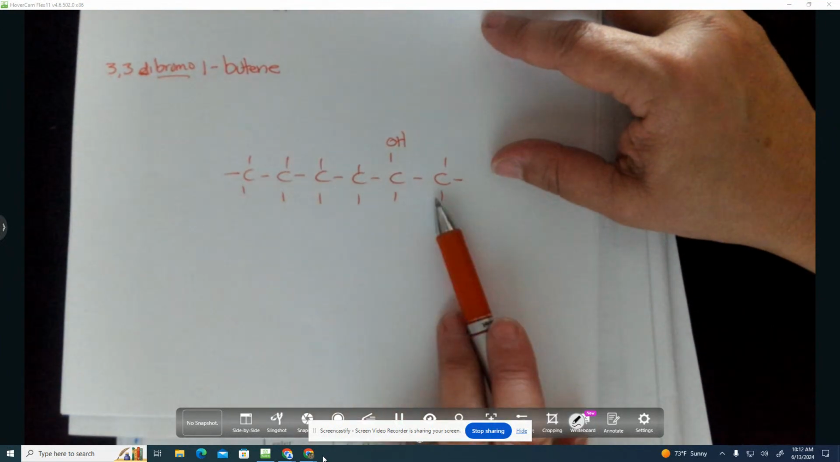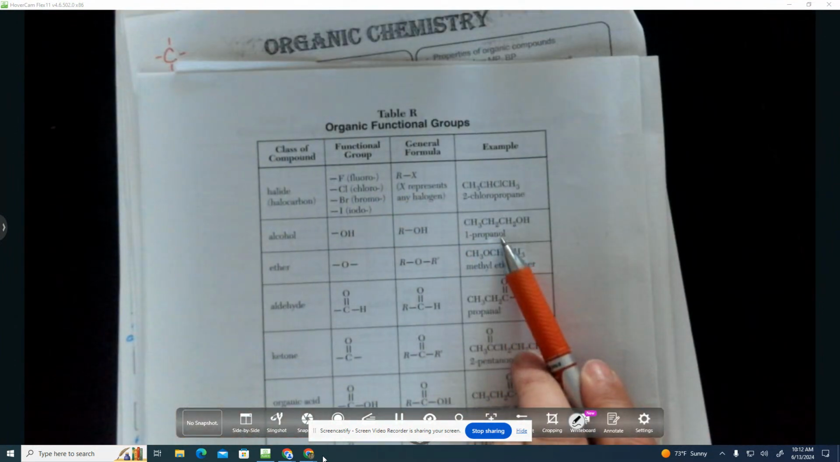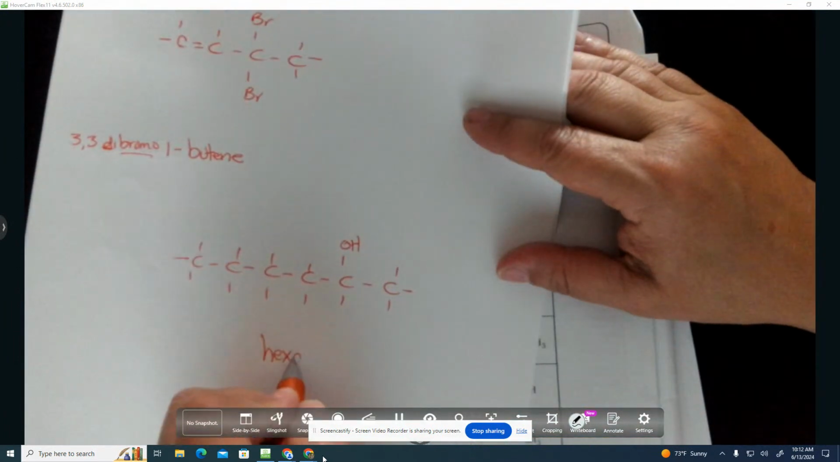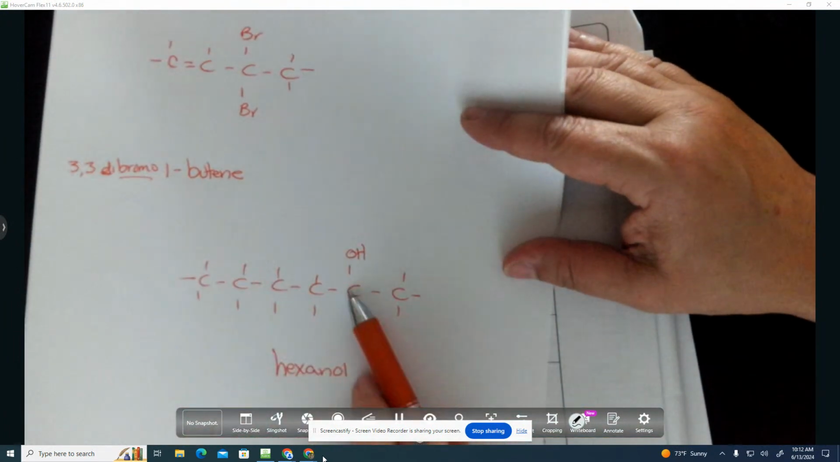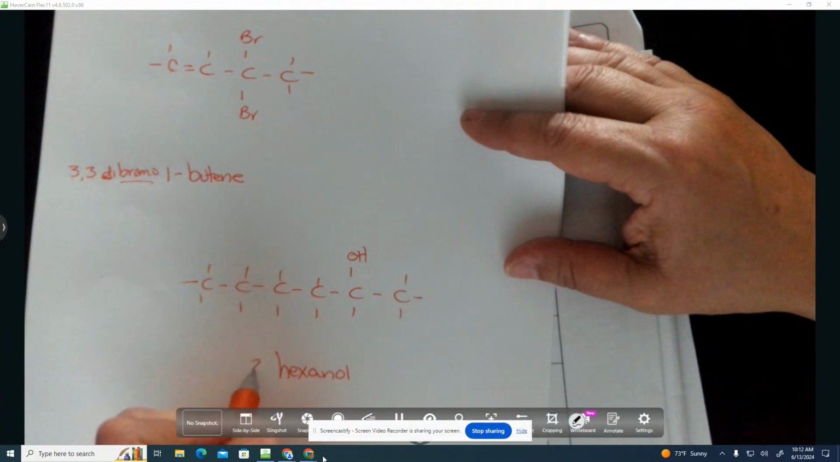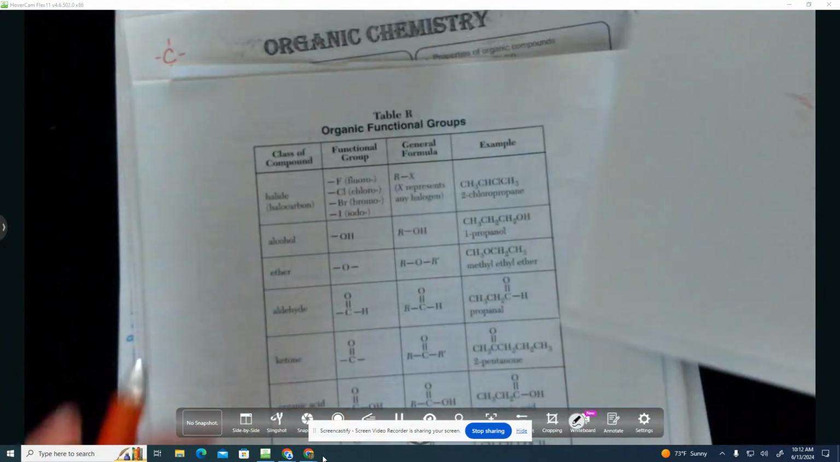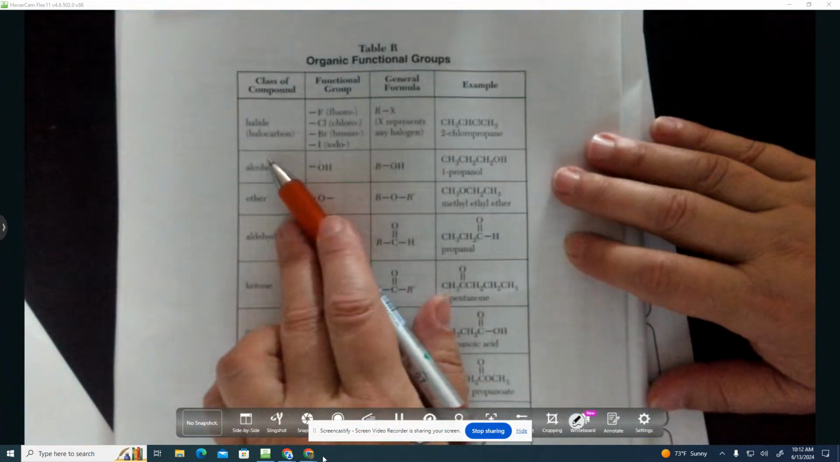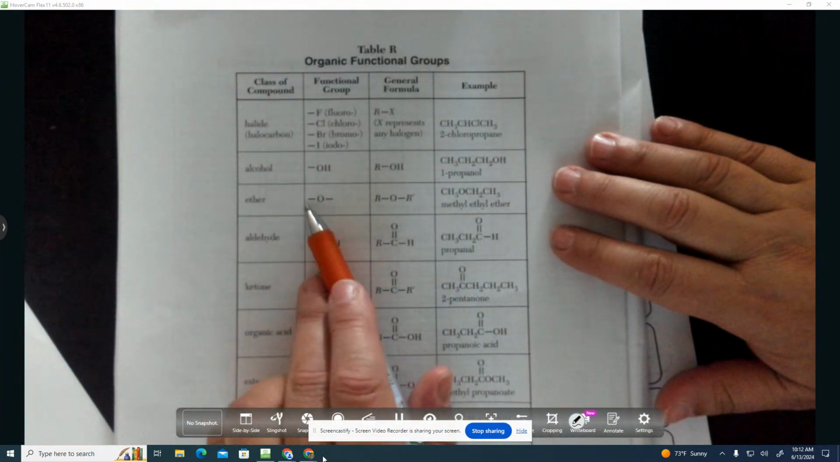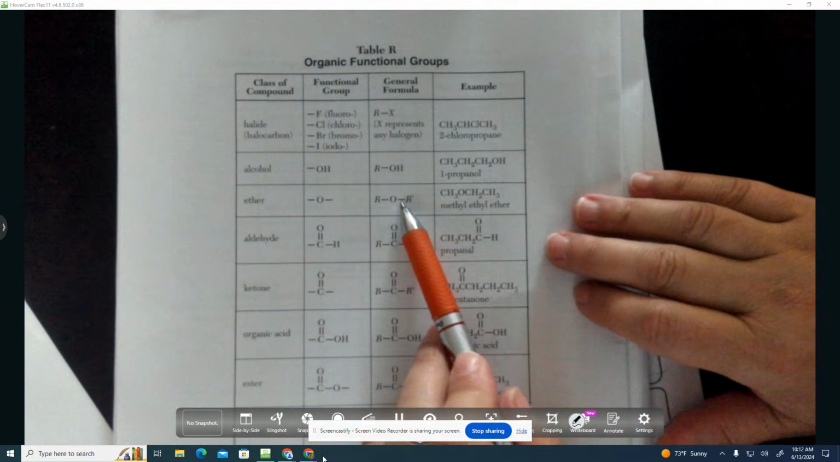How many carbons? 6. Hex. How do we end an alcohol's name? Propanol. Anol. Where is that OH group? Carbon number 2. 2-hexanol. Okay, that's alcohols. Ethers: the oxygen is in line with the carbon, and the way the ether is named is that you name either side of the ether.